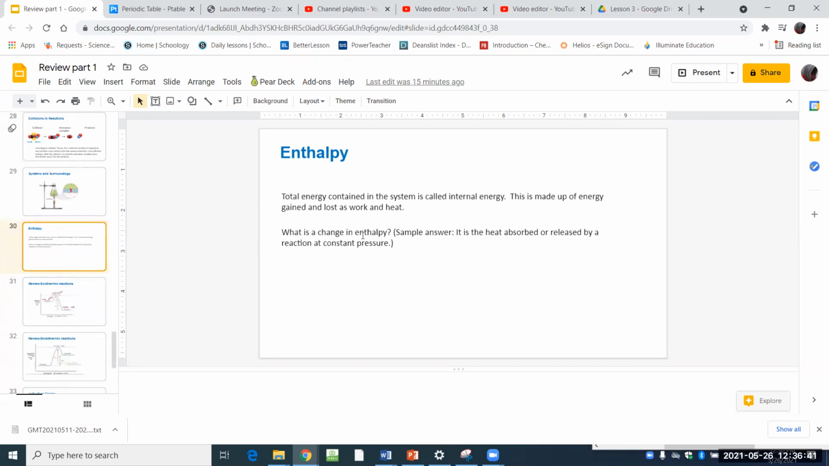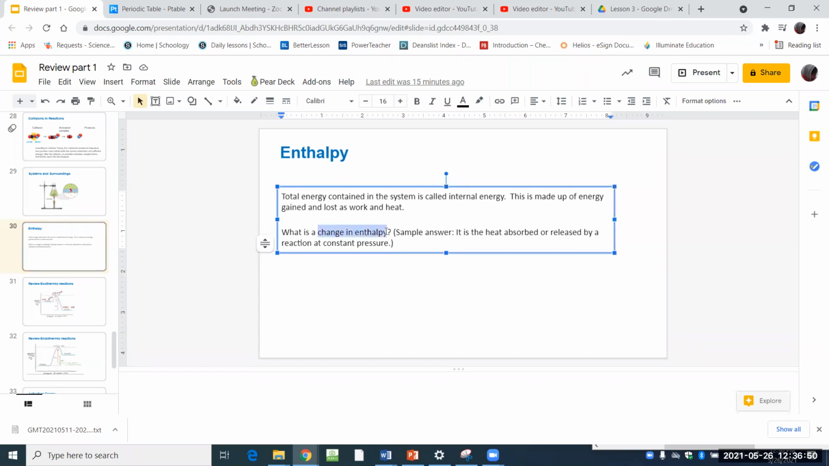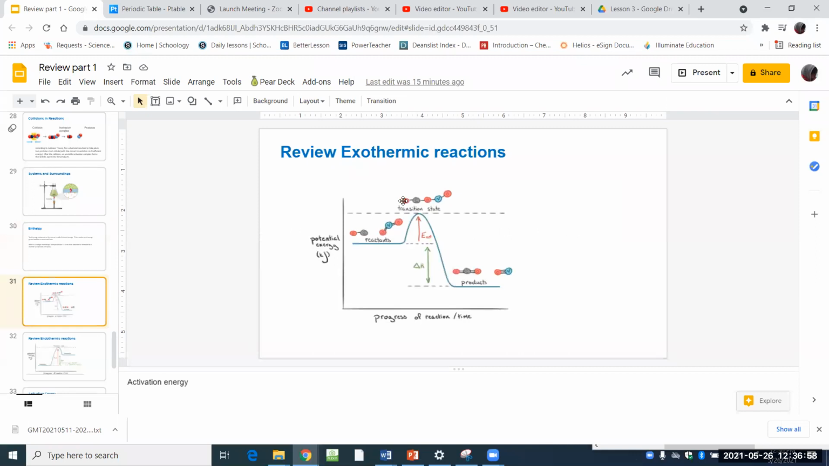However, enthalpy itself cannot be measured. It just can't be measured. So in reality, what we measure is the change of enthalpy. So the change of enthalpy is the enthalpy of product minus the enthalpy of reactant. Okay, so let's look at a couple cases.